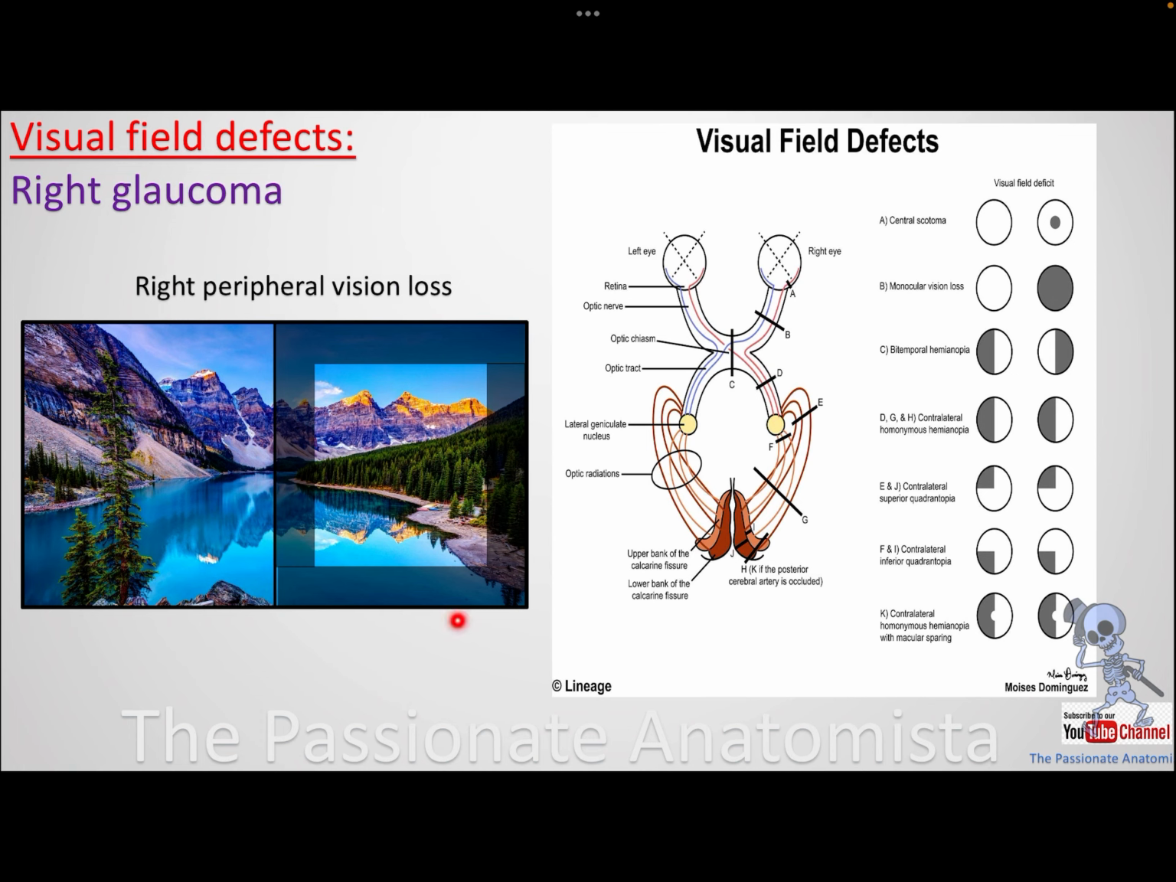Now, what about the glaucoma? The glaucoma is opposite to the scotoma. There you have central vision loss. Here, the peripheral vision is lost. And the more glaucoma you have in that patient, the more you will lose from the peripheral vision, and the central vision is going to be fine.